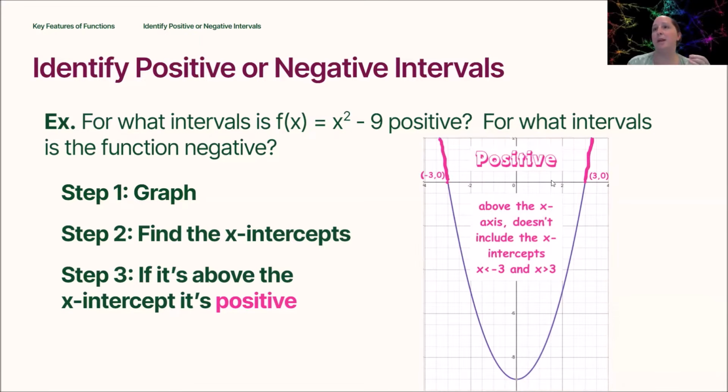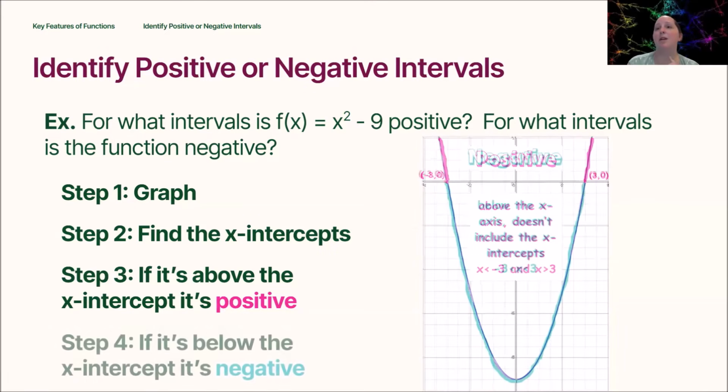So it's above this pink part right here, from negative infinity until I get to negative 3, and then from 3 until I get to infinity. So the intervals are x is less than negative 3 and x is greater than positive 3. Okay, so that's where it's positive.